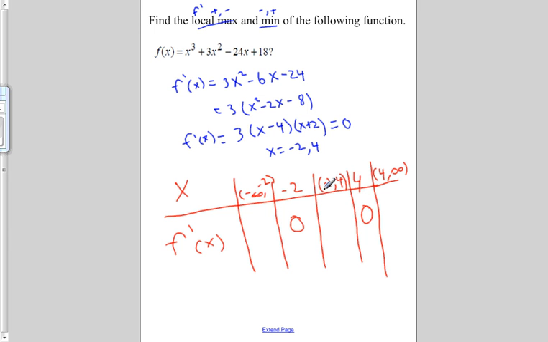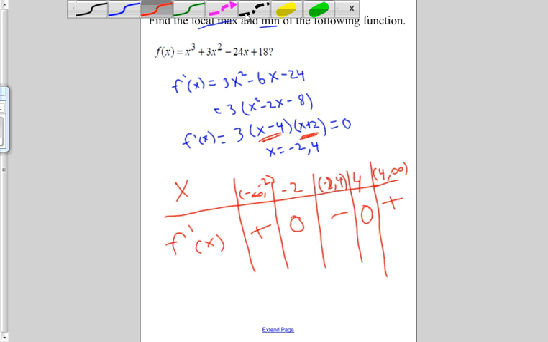And now let's look at this. If we choose a value between -2 and 4, let's just choose 0. If I were to put 0 in here, I'd get a negative number times a positive number, which would leave this as negative. And if I were to choose a number less than -2, like -3, we get negative times a negative, which would be a positive. And a number bigger than 4, like 5, I'd get a positive times a positive, so positive.